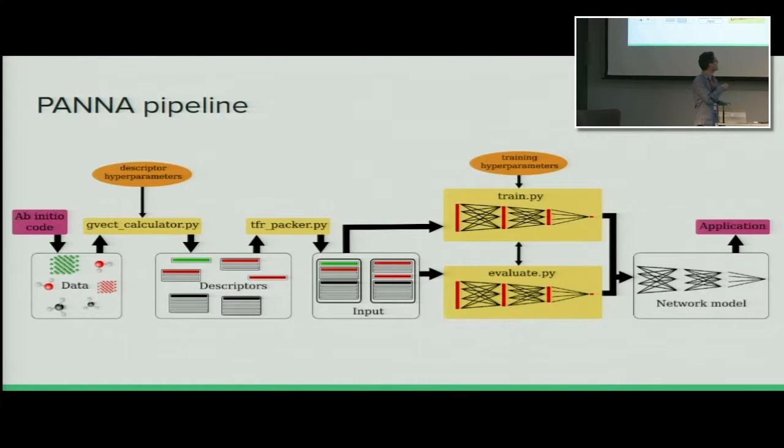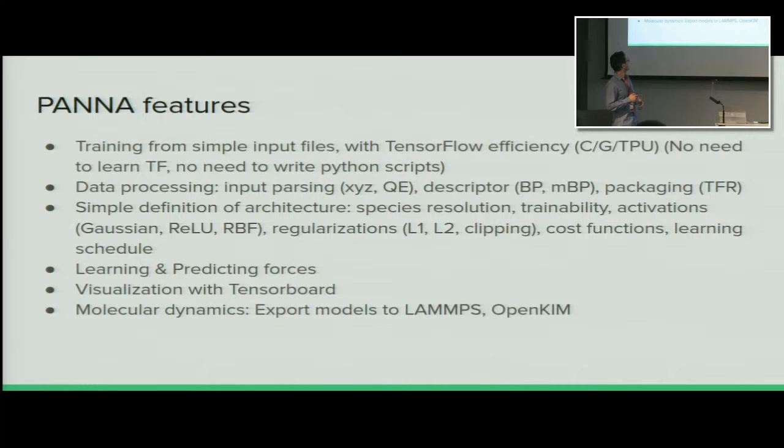At the end of this, you end up with a network model, which hopefully you can either use with our evaluation code on new data, or export to some applications. And some of these exporters we already have written, and I will show you. So I will just highlight the features. I said it multiple times. You don't need to write a single line of code in principle to use this. So you can just run some Python scripts.